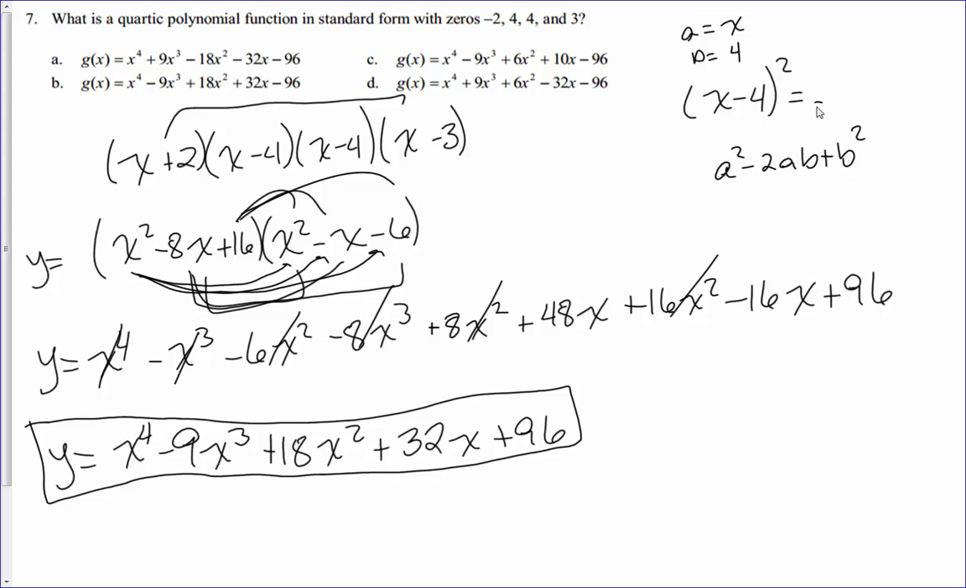And whoops, that's actually a -96. Sorry about that. That's a -96, because it's positive 16 and -6. So that's a -96. Sorry about that.